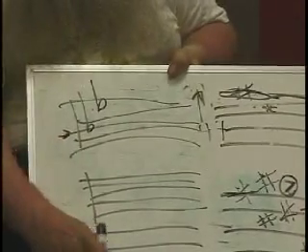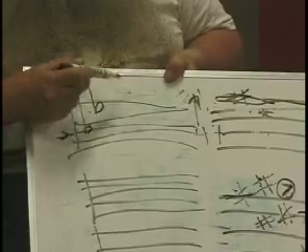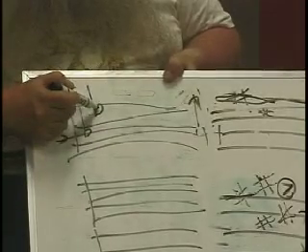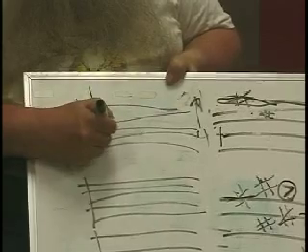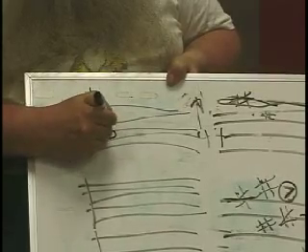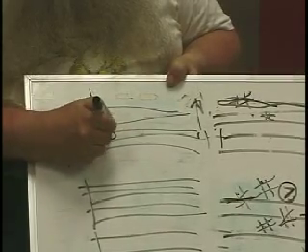Then when I want to put in another flat, I go down 5. 1, 2, 3, 4, 5. So I put the next flat right there on that space.